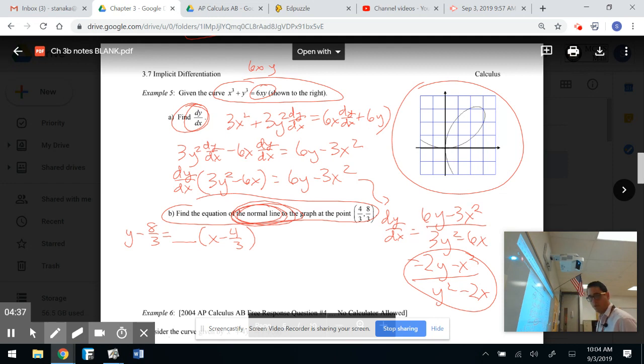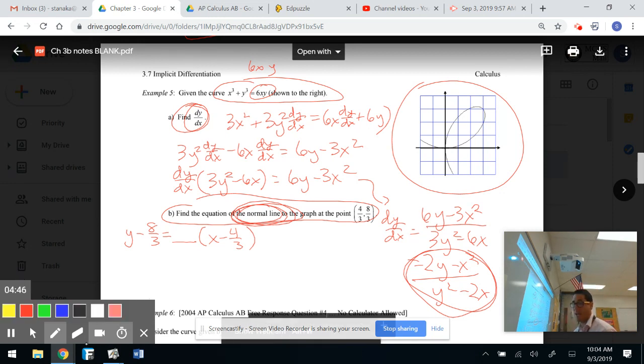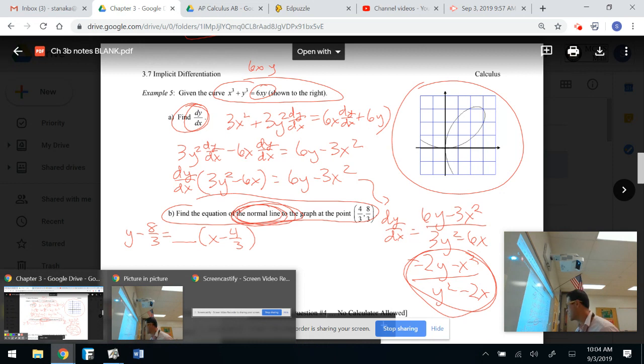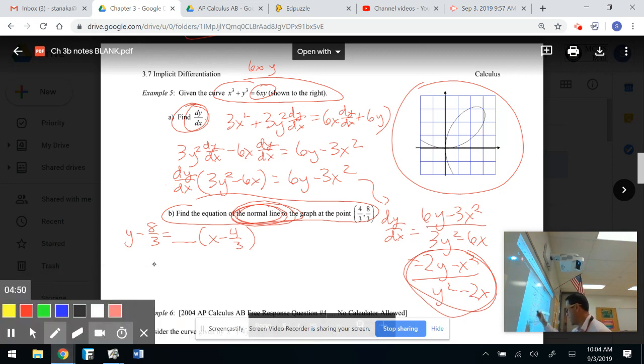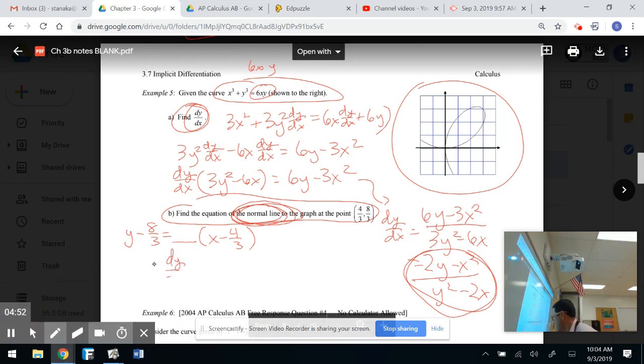And then all I have to do here is find the m, right? This is the tangent right here. So you could do a little opposite reciprocal of that, but I think you might be causing yourself a little bit of a headache. So I'm just going to find dy/dx. Remember, the correct notation is that bar right there. And we're going to plug a 4/3 in for x and an 8/3 in for y. Let's do that math.